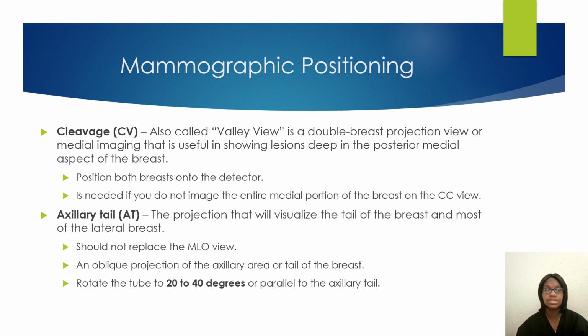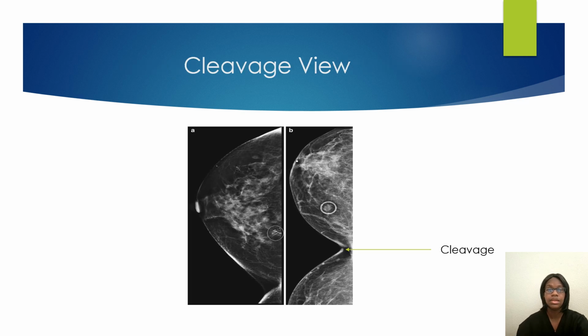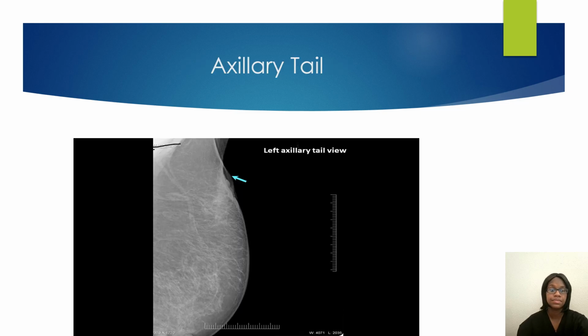For the axillary tail, this is the projection that will visualize the tail of the breast and most of the lateral breast. This should not replace the MLO view. You still need to do the MLO view. You can do the axillary tail view as a complementary view. This is an example of the cleavage view. You have the green arrow pointing to the cleavage. In the axillary tail view, you see the light blue pointing to the axillary tail.